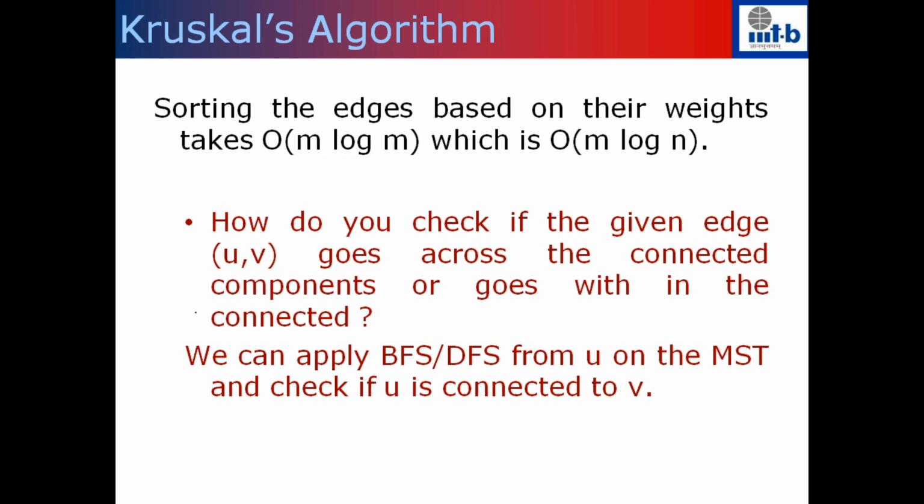On this MST graph that we have, given an edge u comma v, if I apply BFS or DFS on u and I can reach v, that means they are in the same connected component. In that case, I cannot add this edge. If v is not reachable from u, then these two are in different connected components, so I can add this edge into the graph and merge these two connected components.